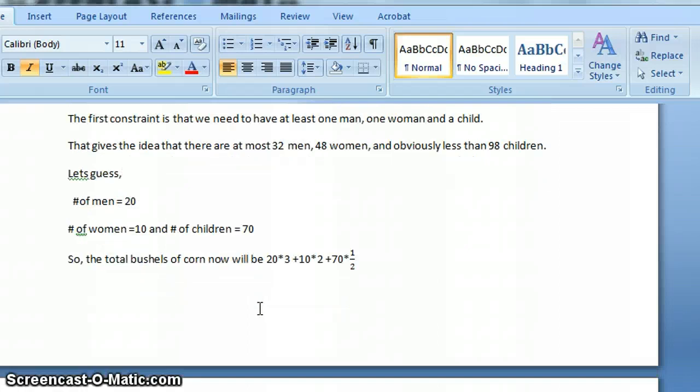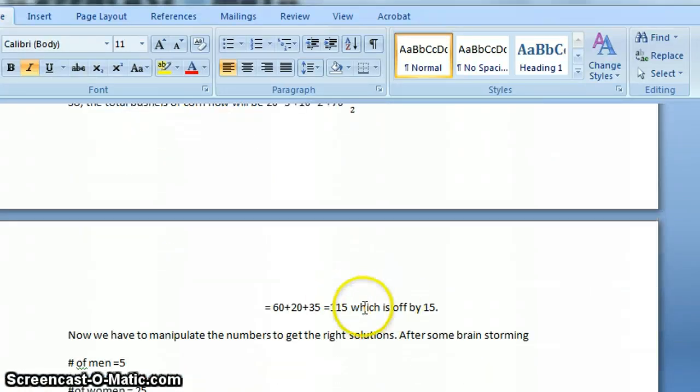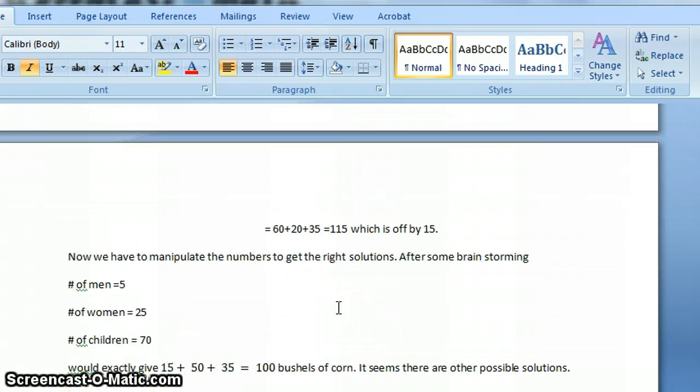Then you do 3 bushels for each man, 20 times 3, 2 bushels for each woman, 10 times 2, and half a bushel for the children. If you add all together, you're going to get 115, which is off by 15 because we need that to be 100. So we can manipulate some numbers and try and try and try. We need to try more.